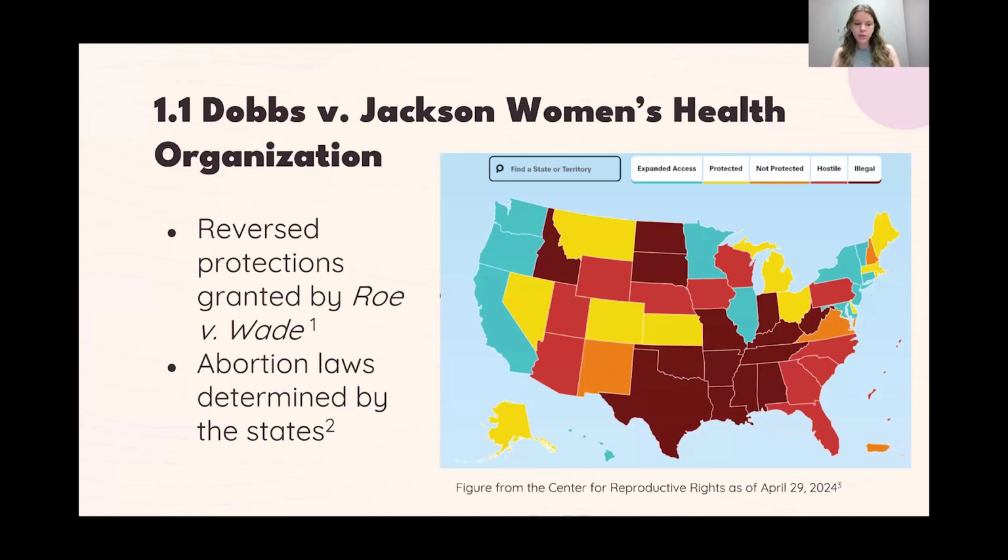So I'm sure most of the people in this Zoom are familiar with the Dobbs v. Jackson Women's Health Organization case, but as a quick overview, this is the Supreme Court case that reversed Roe v. Wade. And as a result, abortion laws are now determined by the states. So you can see on this graph that the red states are where it is restricted or illegal, and the blue and yellow states are protected or expanded access.